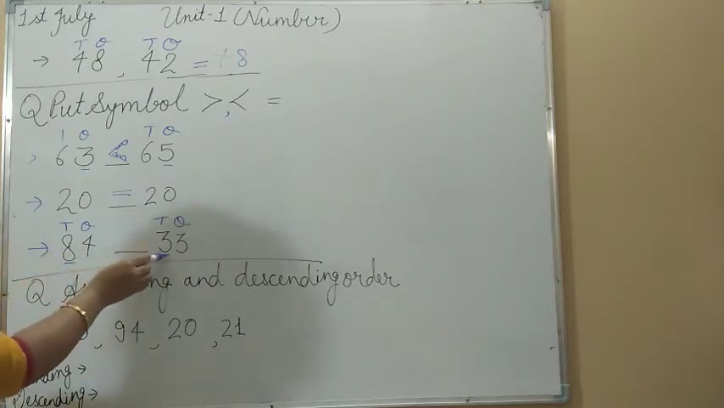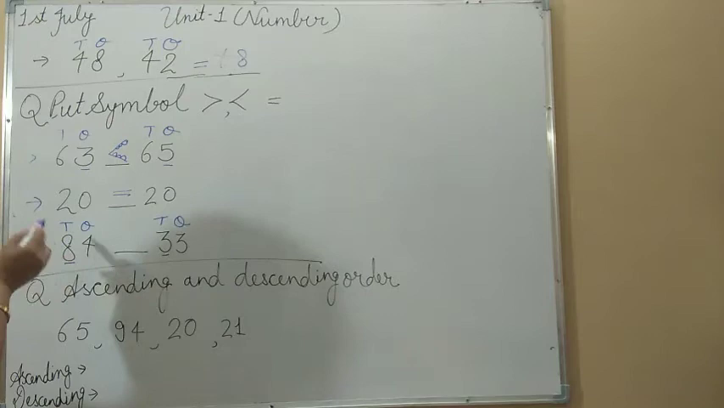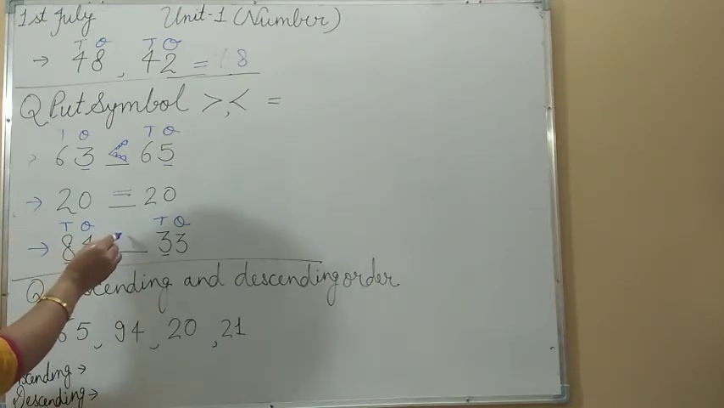8 is bigger or 3 is bigger? 8 is bigger. So there is no need to check the ones places. We will check only the tens place. So we will turn this crocodile mouth towards the 84.